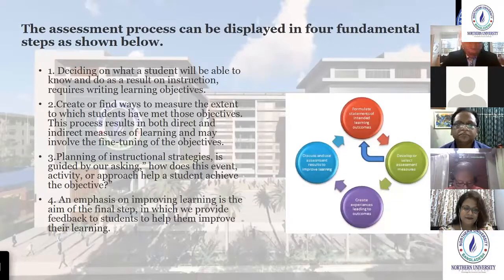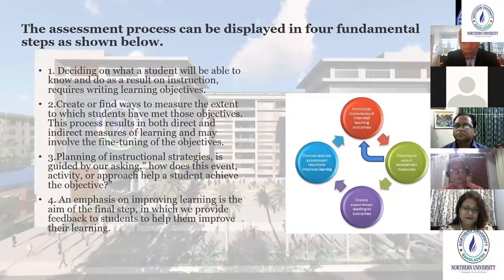Assessment is a very important process that can be displayed in four fundamental steps. First of all, we have to know where we are going. We have to have specific written objectives. If a professor doesn't know where he wants to take his students, then the student might go anywhere. And at the end of the semester, there is confusion. So it is important that we share the objectives, usually in the syllabus.